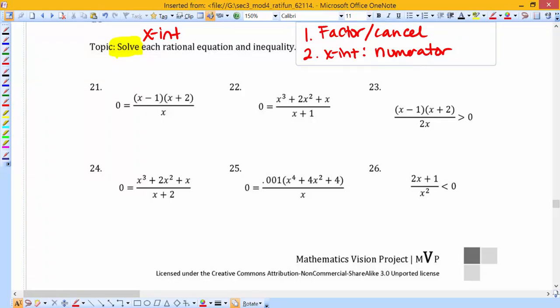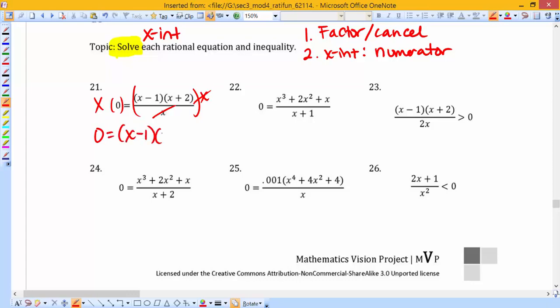I will quickly refresh your memory about why you look at the numerator for these. If I have a fraction and I want to get rid of my denominator to make this easier for me, I would multiply both sides by that denominator. It cancels on the side of the fraction. Well, x times 0 is just 0. So I'm left with x minus 1 and x plus 2. 21 was easy because it was already factored for you. Now I can solve for x.